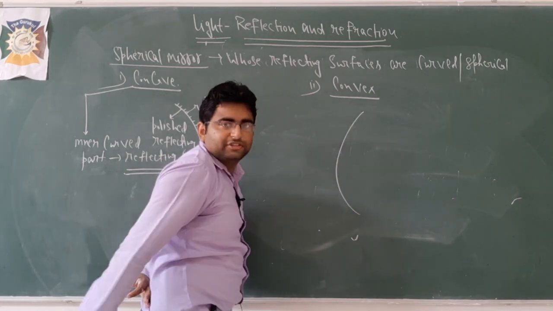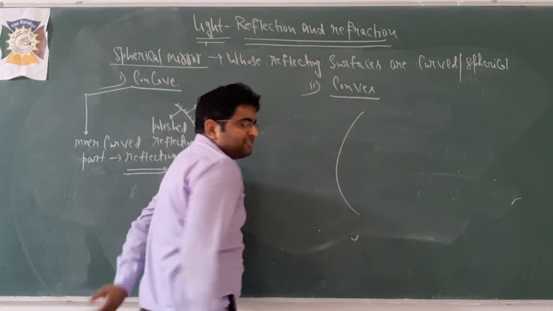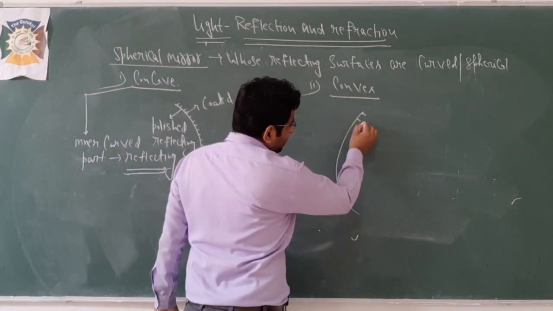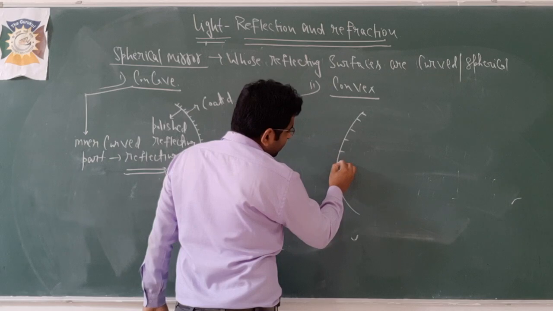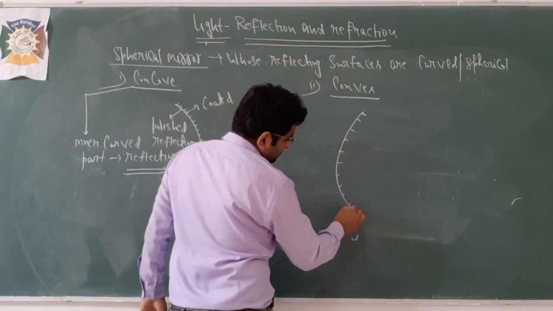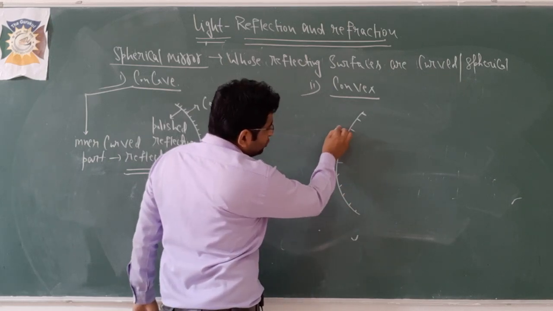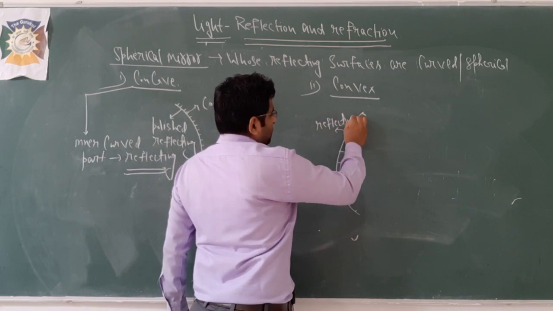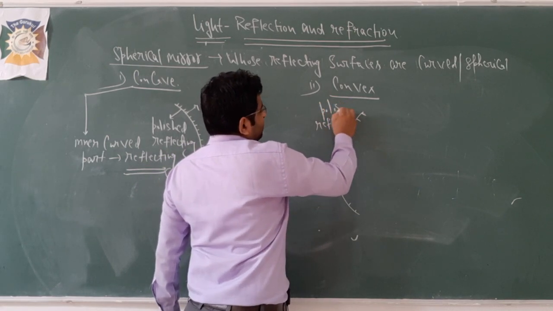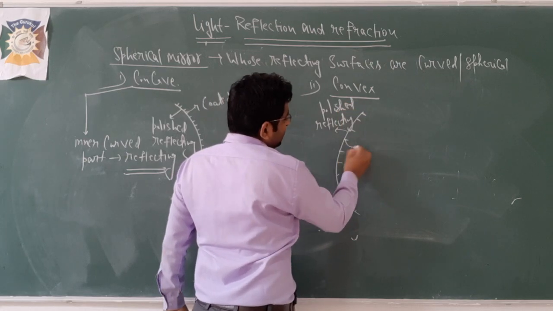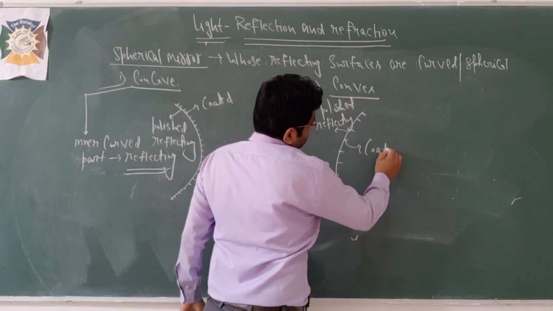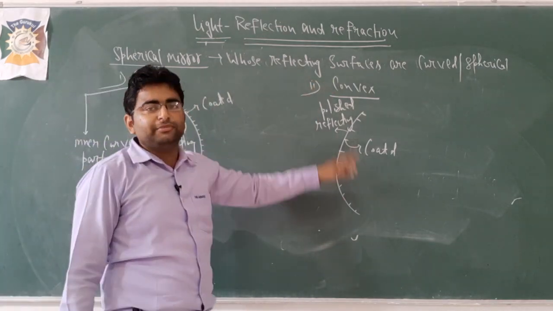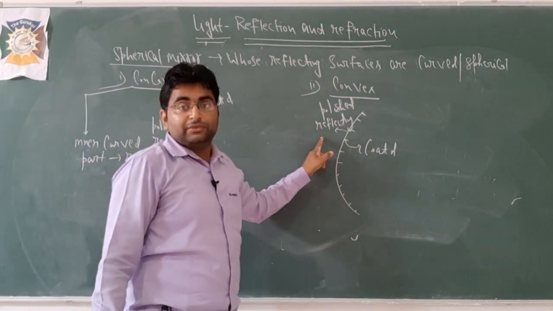Now convex. I have drawn this mirror. This is also of curved shape. So beta, if I do the coating at this part, the inner part, with a coating layer, then beta, this outer part is reflecting or polished, and this part is coated. Clear? So this type of mirror is known as a convex mirror, whose outer part is reflecting.